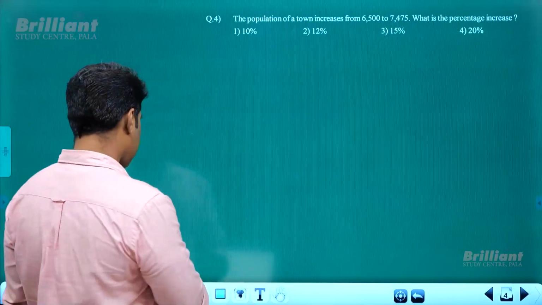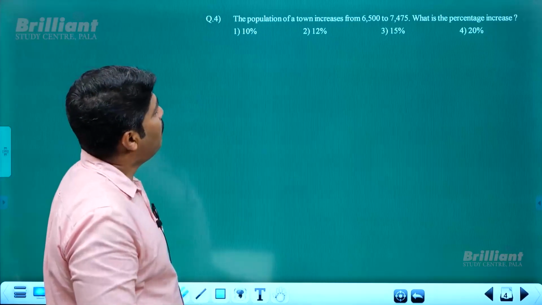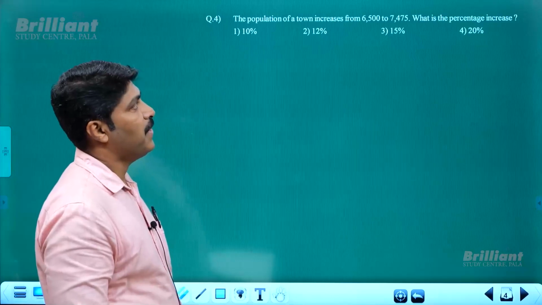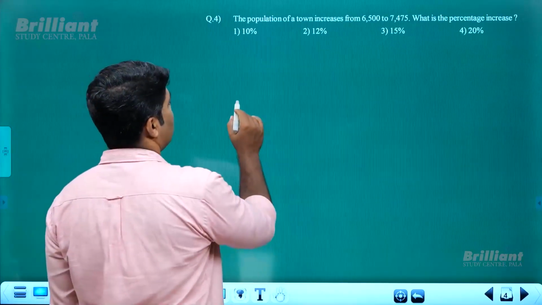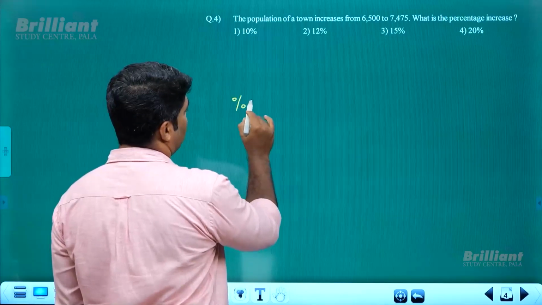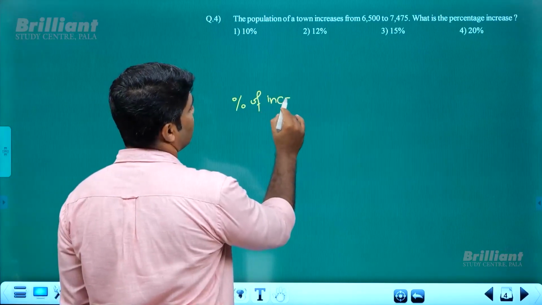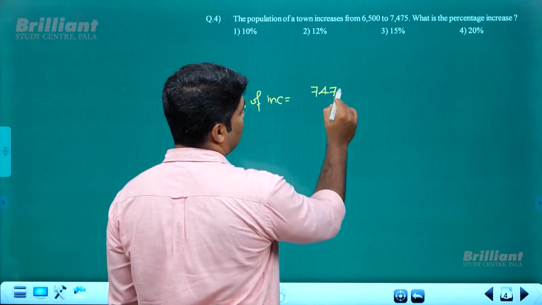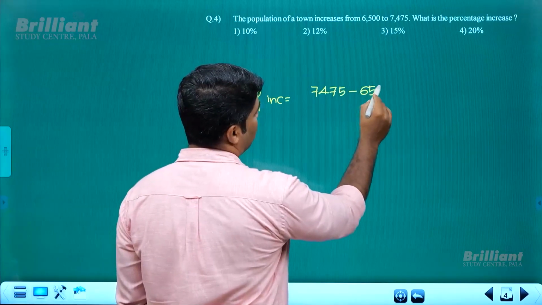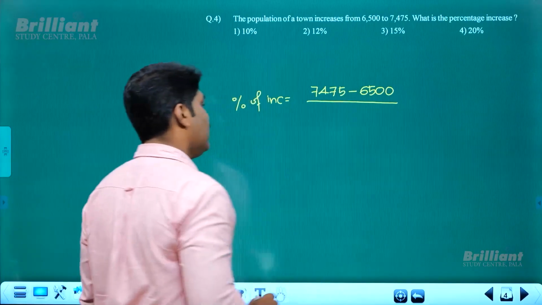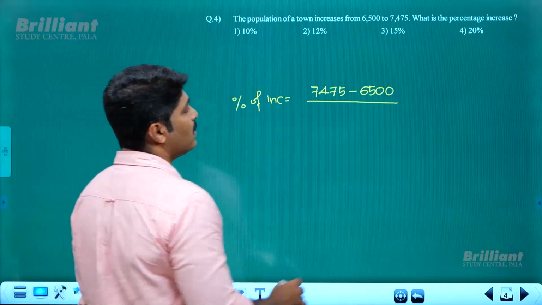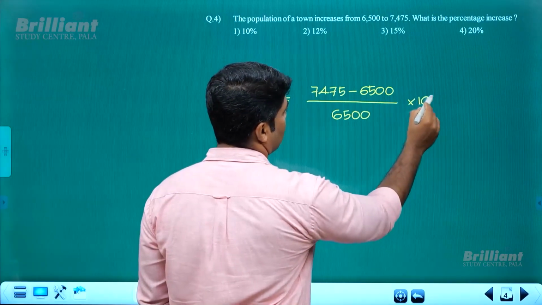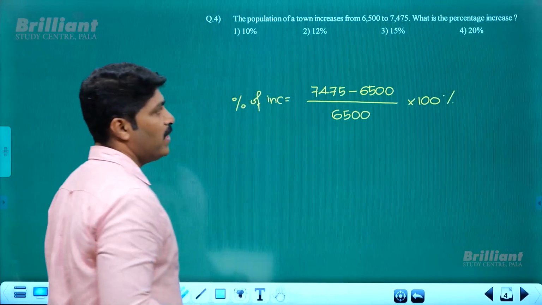The next one. The population of a town increases from 6,500 to 7,475. What is the percentage of increase? That's a direct approach. Here, what will be the increase? How to find the increase? The increased amount minus the initial value, all divided by the initial value, into 100%. This way we can find it.